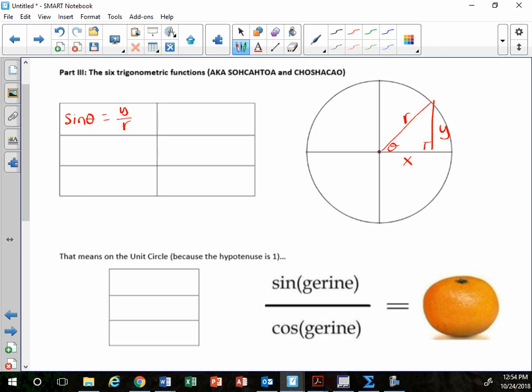All right, cosine theta. What's that going to be? X over R. What does A stand for? Adjacent.